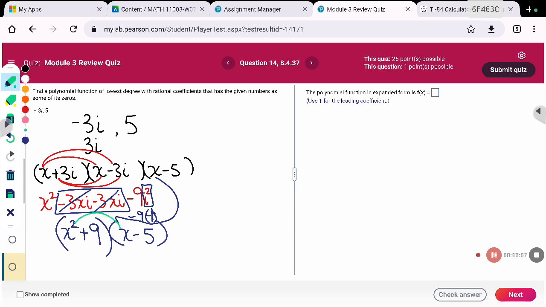x squared times x gives me x to the third. My outside, x squared times negative 5, gives me negative 5x squared. My inner, positive 9x, and my last, 9 times negative 5, gives me negative 45.